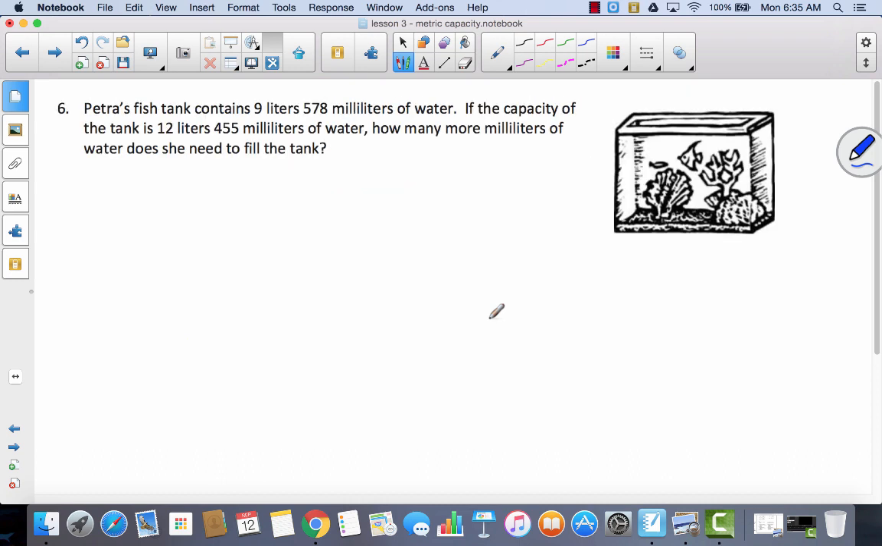All right, so Petra's fish tank contains 9 liters, 578 milliliters of water. If the capacity of the tank is 12 liters, 455 milliliters of water, how many more milliliters of water does she need to fill the tank? So first of all, we have to understand what capacity means. If the capacity of this fish tank is 12 liters and 455 milliliters, that means that's how much water this fish tank can hold altogether. And we know that this is how much water is in the fish tank, and we want to know how much more does she need to fill the tank.